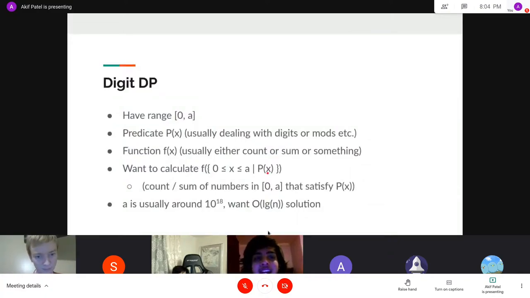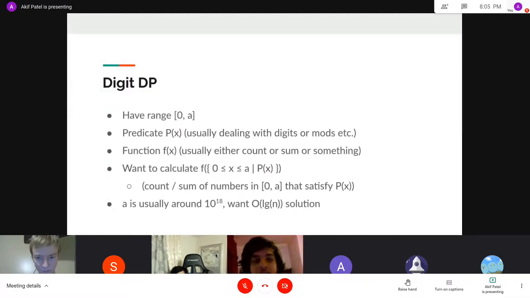And the reason you can't actually just do that, no matter how fast this predicate is, is because these ranges are usually really, really big. So in most Codeforces problems that deal with DigiDP, it'll either be like 10 to the 9th or 10 to the 18th, much bigger than you can do linearly. And in some ICPC problems, it can be even bigger than that. It can be bigger than you can represent in a normal int or long long. It can be like 100-digit numbers or 1,000-digit numbers or anything. So we really just want a log n solution to these sort of problems, right?